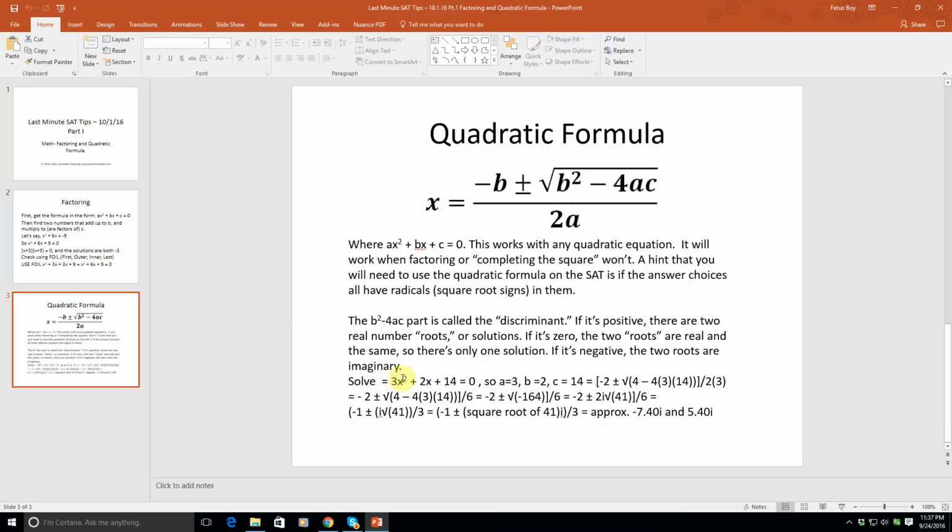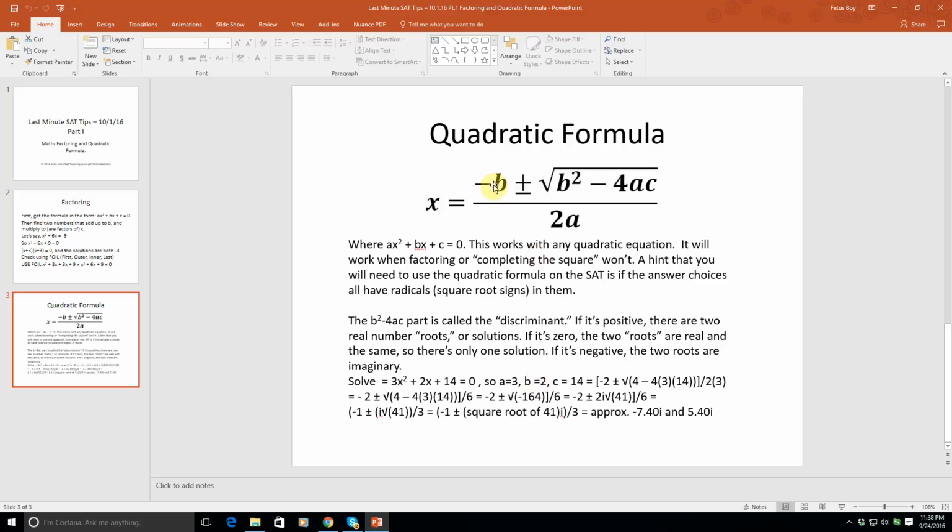Now here's an example I just made up a little while ago. 3x squared plus 2x plus 14 equals 0. So there, a is going to be equal to 3, b is going to be equal to 2, c is going to be equal to 14. Now, I don't know of any numbers that add up to 2 and multiply through to 14, so we're going to have to see what happens here.